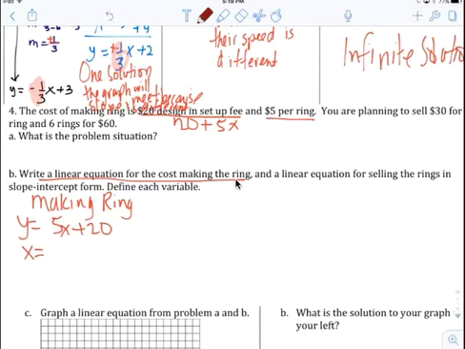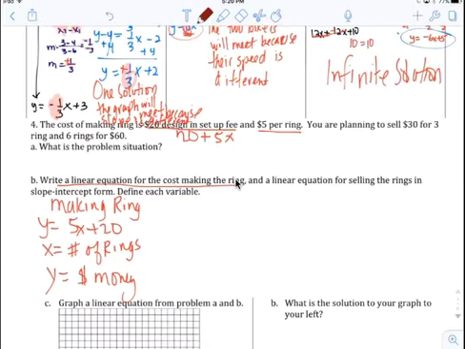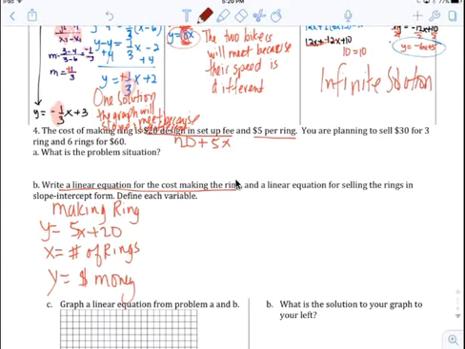X is the number of rings. Y is the money in dollars. Okay. Now, you're planning to sell 3 for $30, and 6 for $60.